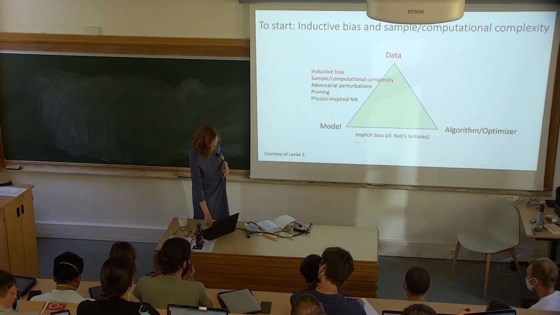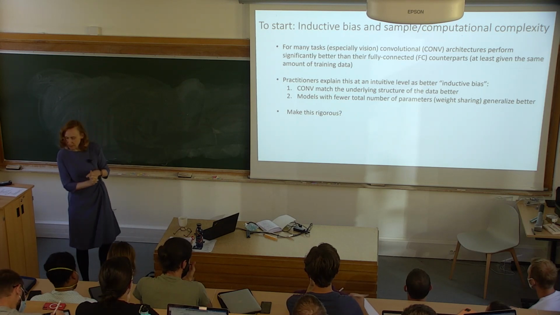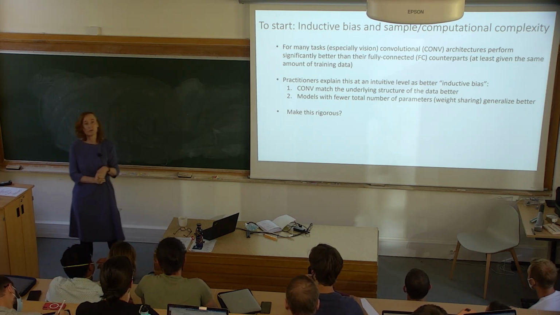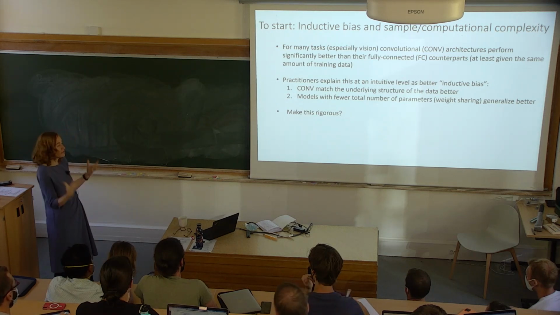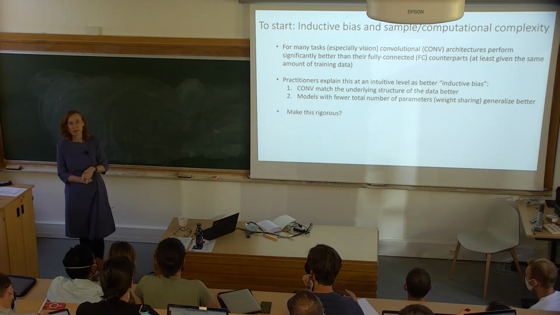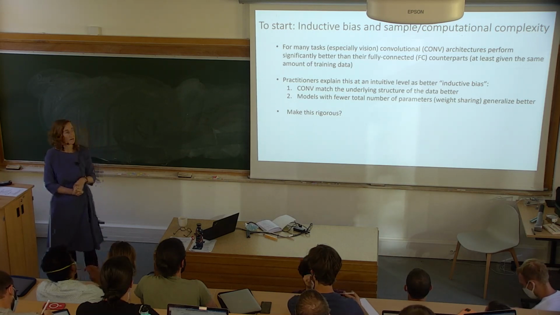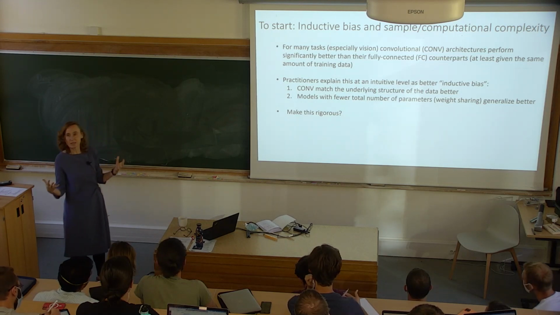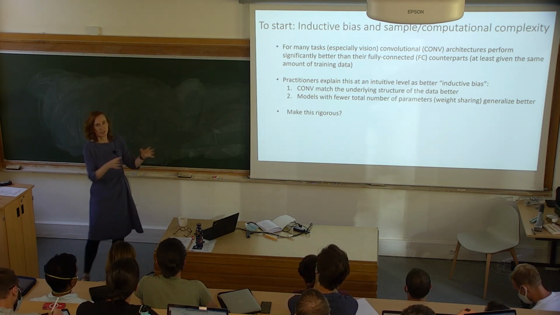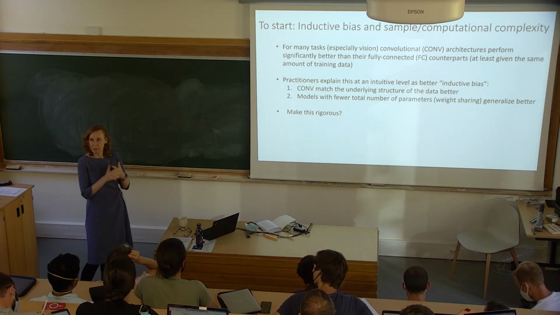Let me start with inductive bias. Okay, so just to give you a flavor of the kind of tools and ways people prove these things. We know, everybody has this folk wisdom, that we better use a convolutional architecture if we want to get anywhere, especially in vision and other problems, right? So it's known that convolutional architectures perform significantly better for more complex data sets, at least, than their fully connected counterparts, at least given the same amount of data, right? And of course, what people say intuitively is that's the inductive bias. So what does it mean? It means that the convolutional net, which is invariant or perhaps equivariant, depending, matches the underlying structure of the data better. That's what people say, right?